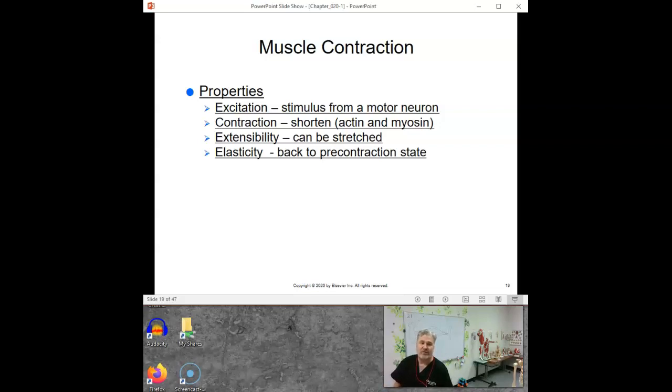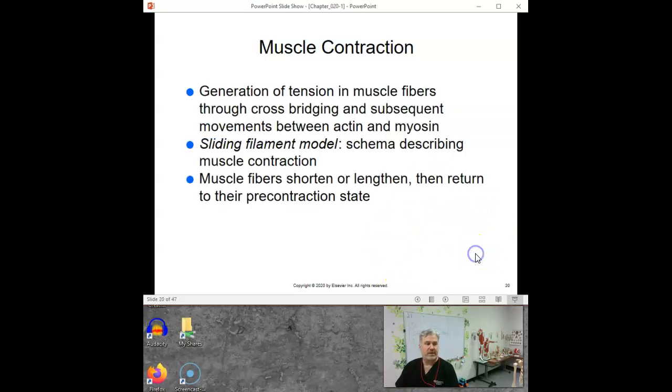It can only do one thing on its own power, which is pull and shorten. And then let go. It can choose to let go. It does that all the time. But that's just stopping doing its job. It can never push. Never ever push.